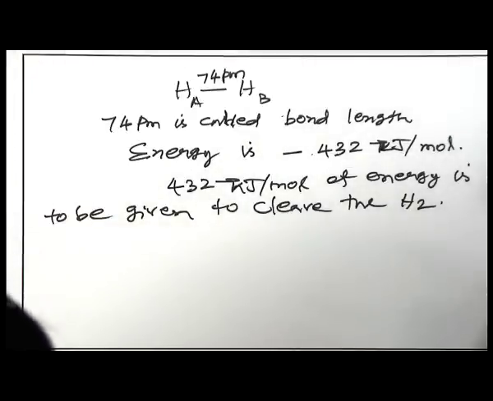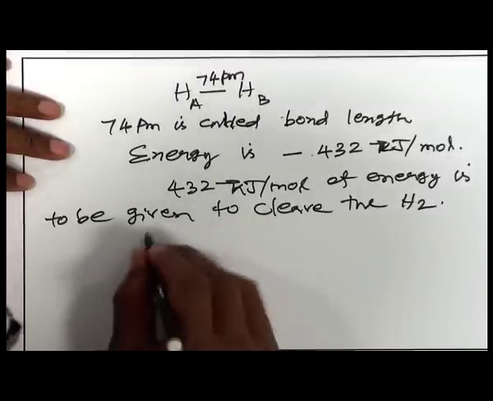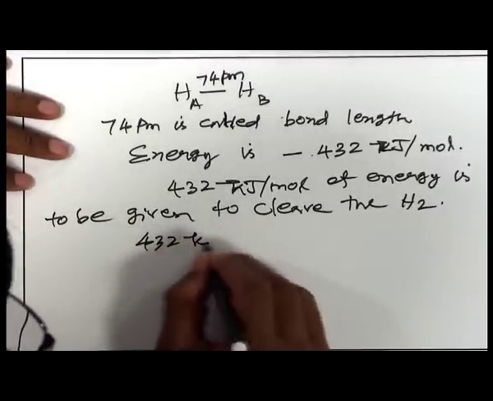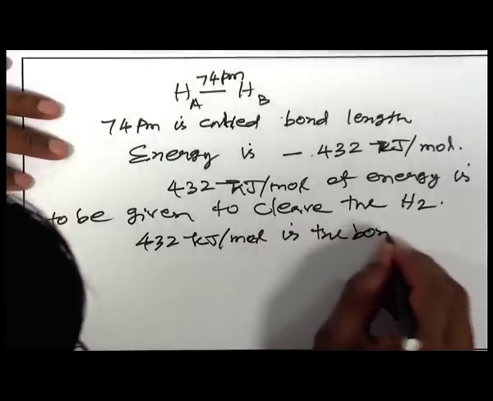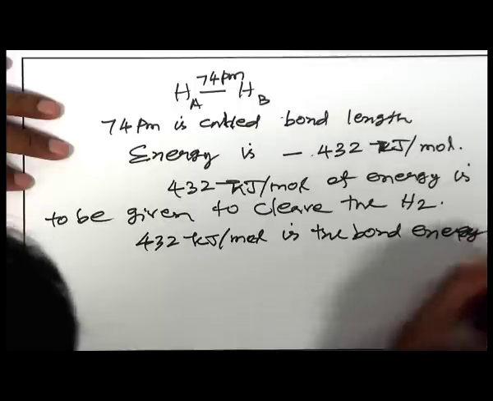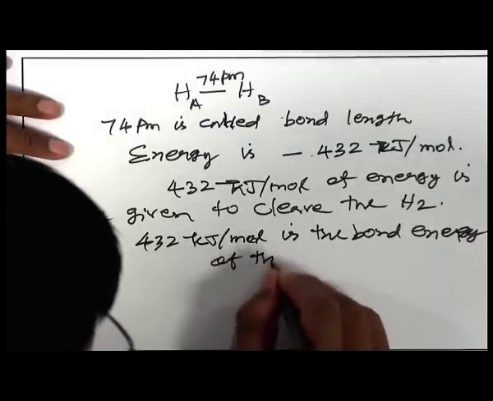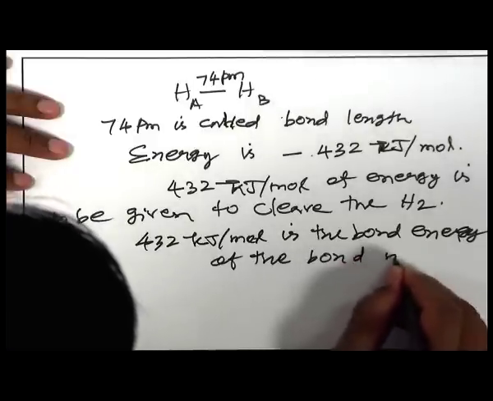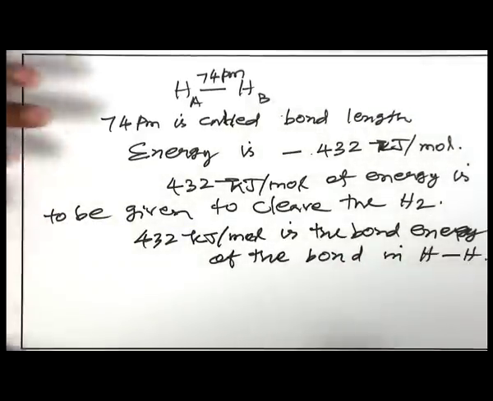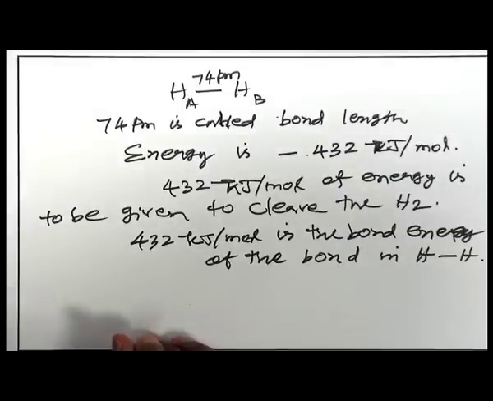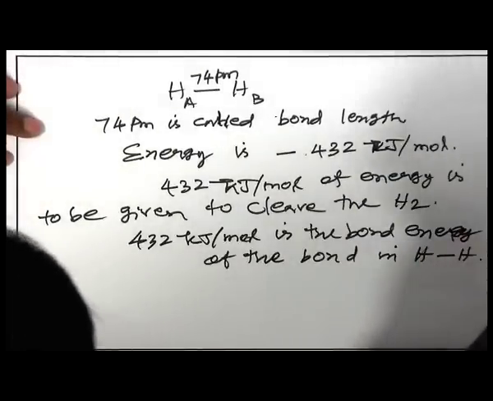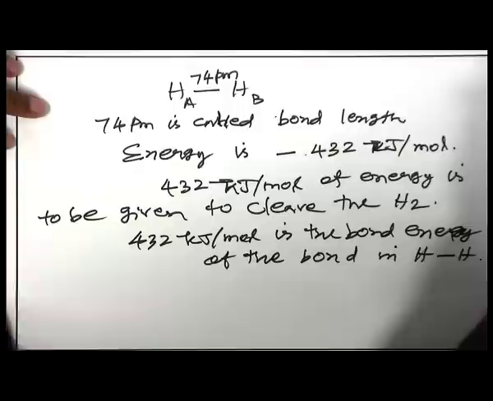So, you can tell that 432 kilojoules per mole is the energy of the bond between the two hydrogen atoms. So, 432 kilojoules per mole is the bond energy of the bond in the hydrogen molecule. From this it becomes clear what is bond energy, and what is bond length.